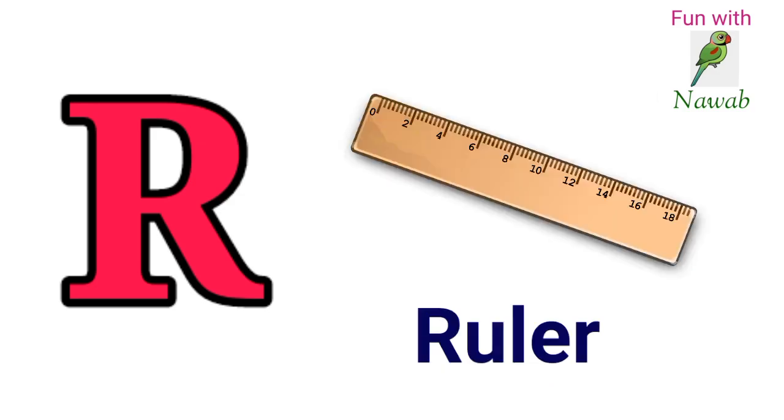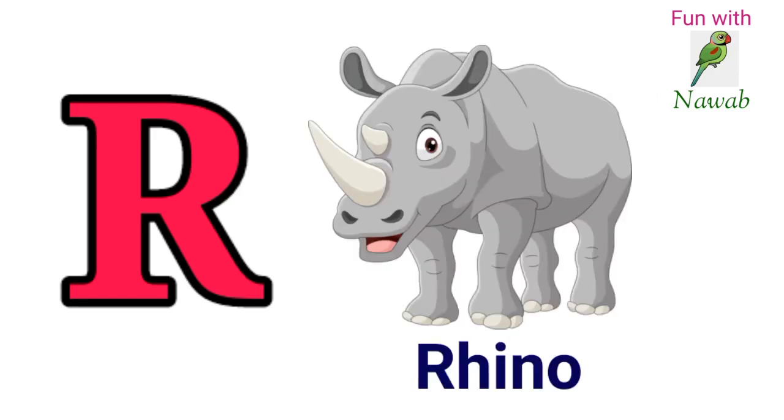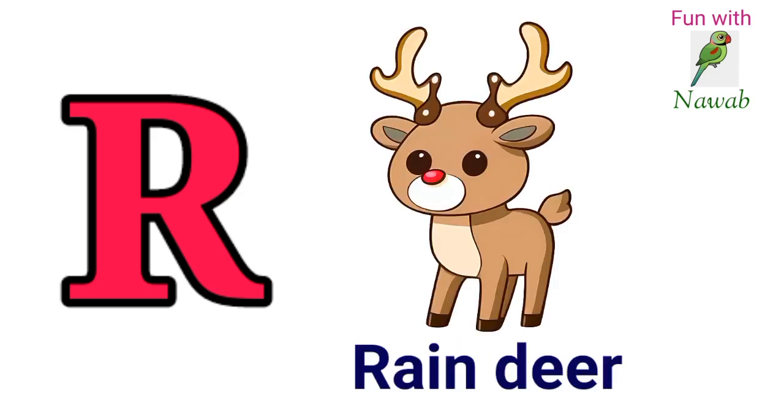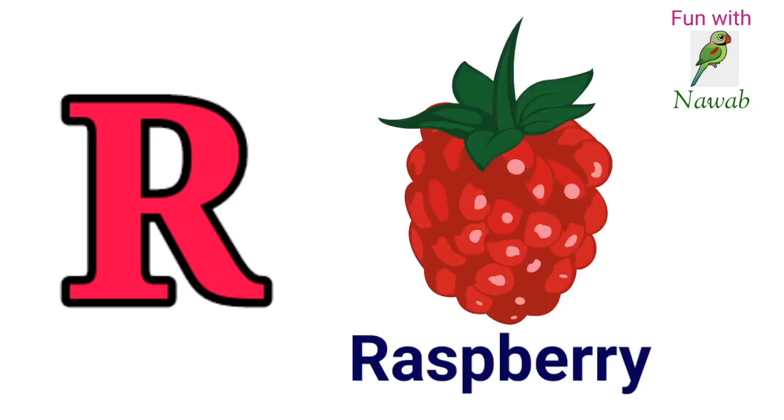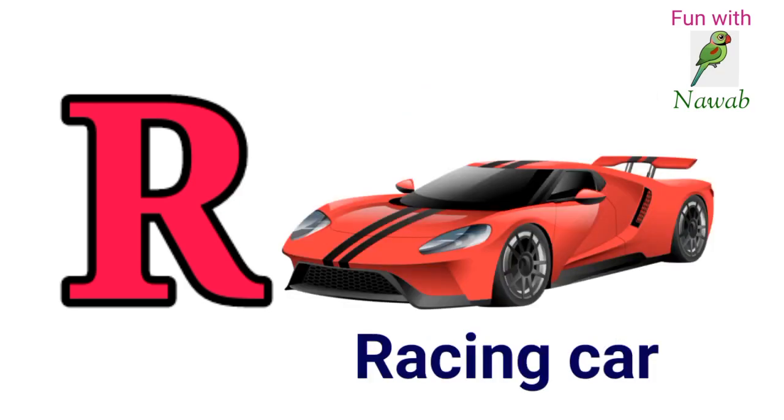R for ruler. R for rainbow. R for rhino. R for reindeer. R for raspberry. R for raincoat. R for racing car.